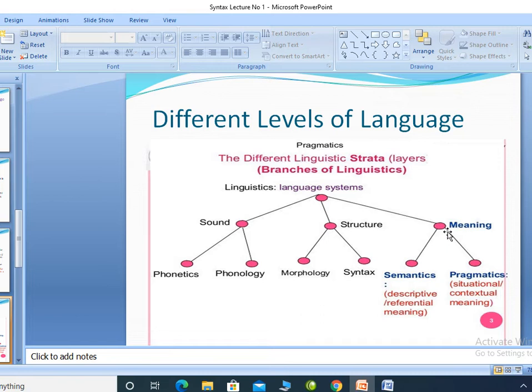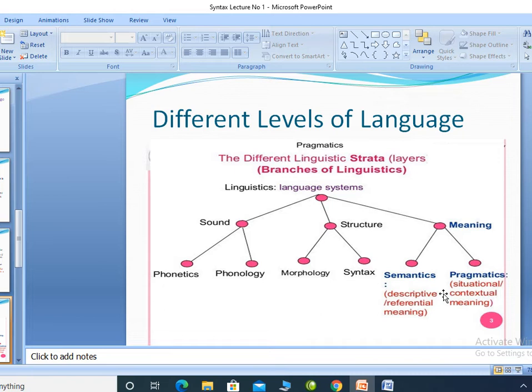And then we have two other branches dealing with the meaning. Semantics is descriptive, referential meaning. As you know, semantics is about the meaning of sentences. Someone who studies semantics is interested in words and what real-world object or concept those words denote. This point has already been discussed. As far as pragmatics is concerned, pragmatics is a little bit of a vast field, right? It deals with the text and context.